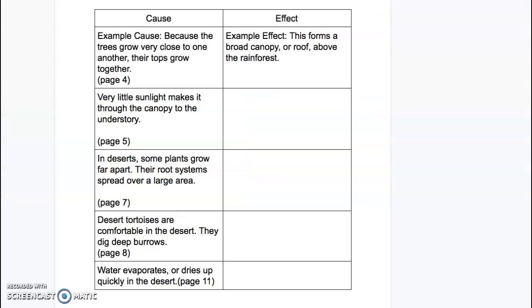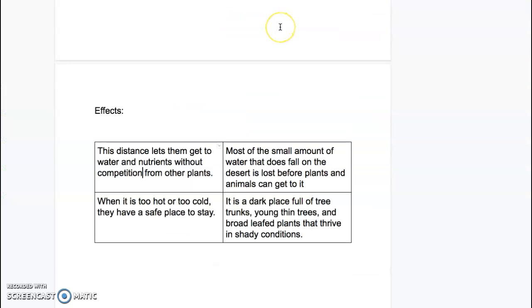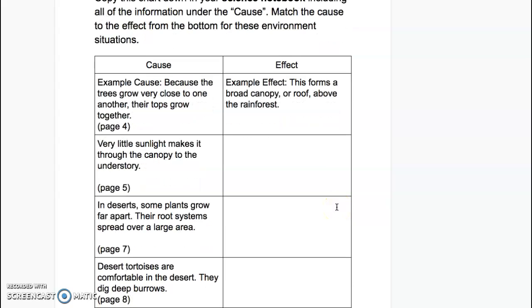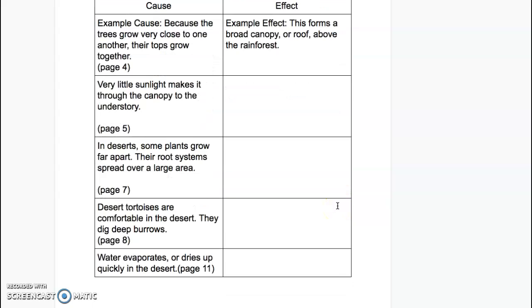So I'm going to look on my selections. What do I have for effects? Do I have that sentence as an effect? It is a dark place full of tree trunks, young thin trees, and broadleaf plants that thrive in shady conditions. So I would take this stuff and I would write it in here, okay, for my effect. Then I'm going to move to the next one.